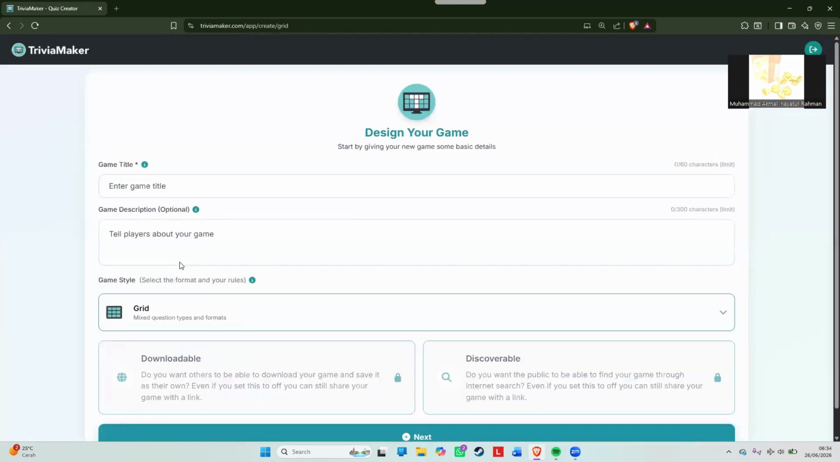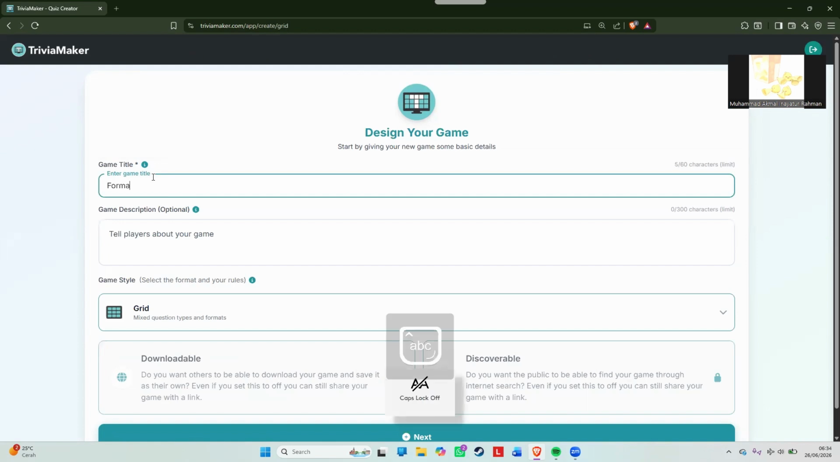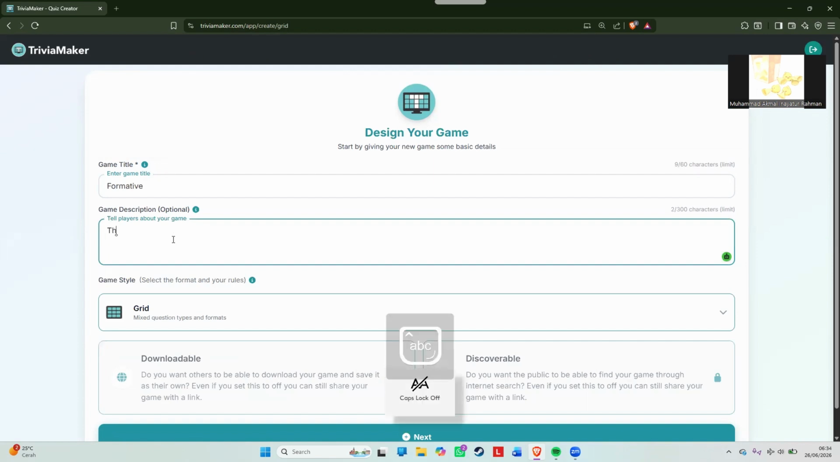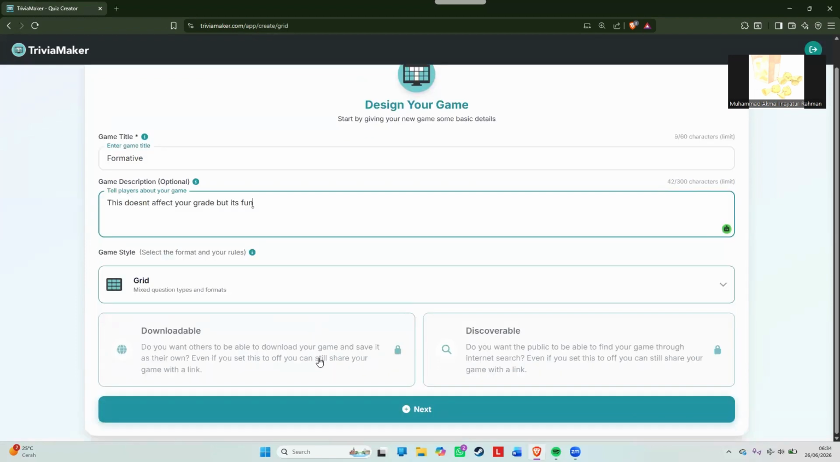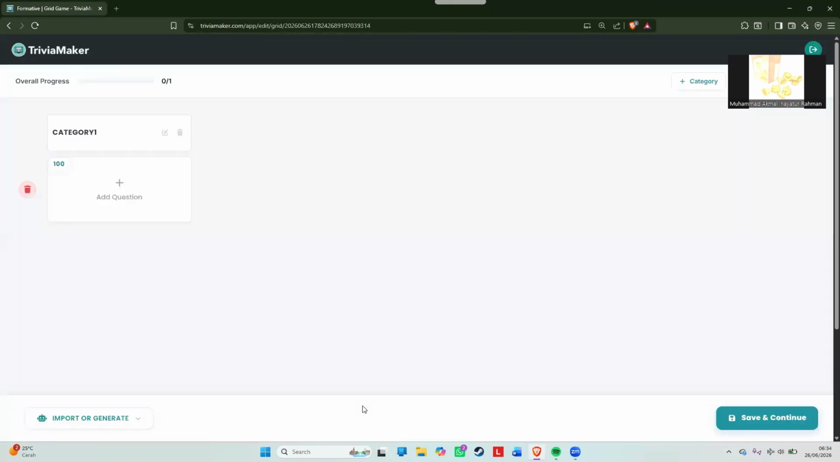Here I am using Grit to give a formative assessment. For example, this game is formative. And then this doesn't affect your grade, but it's fun. There we go. And then go to next. Here we have a few categories to input.